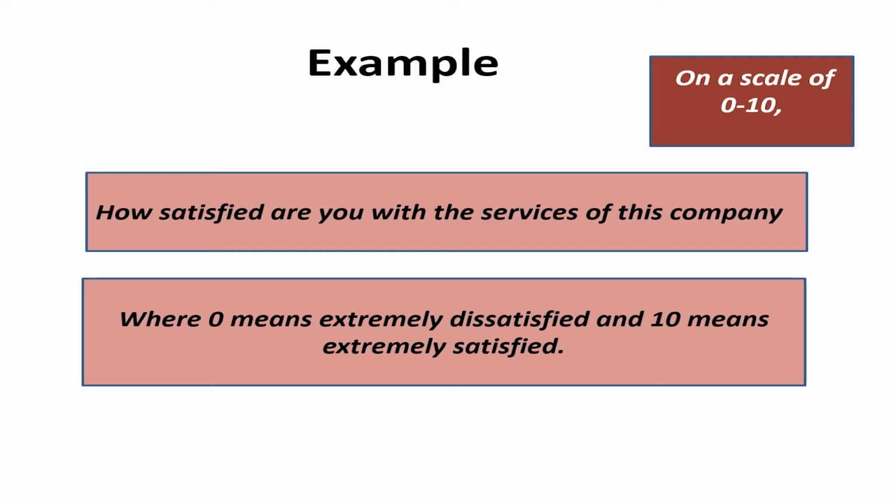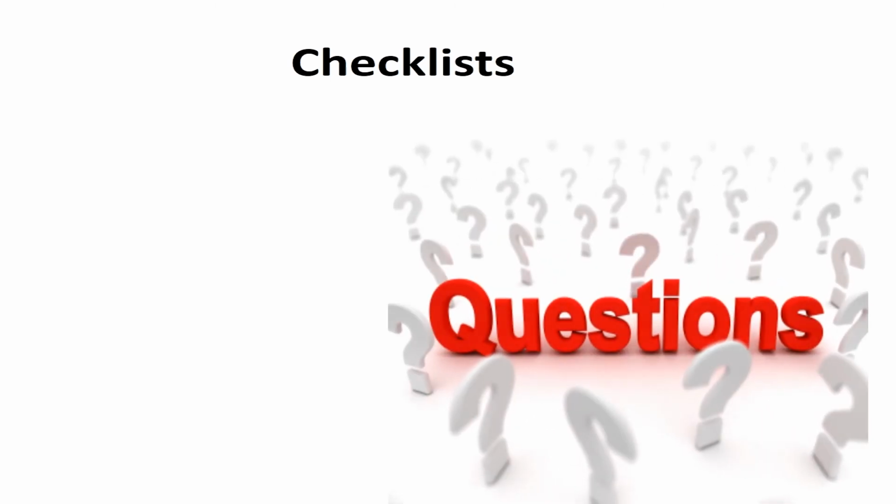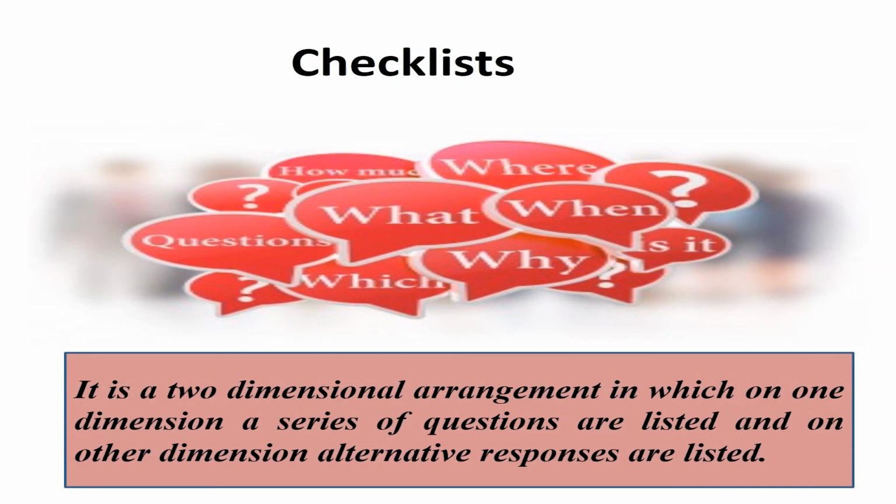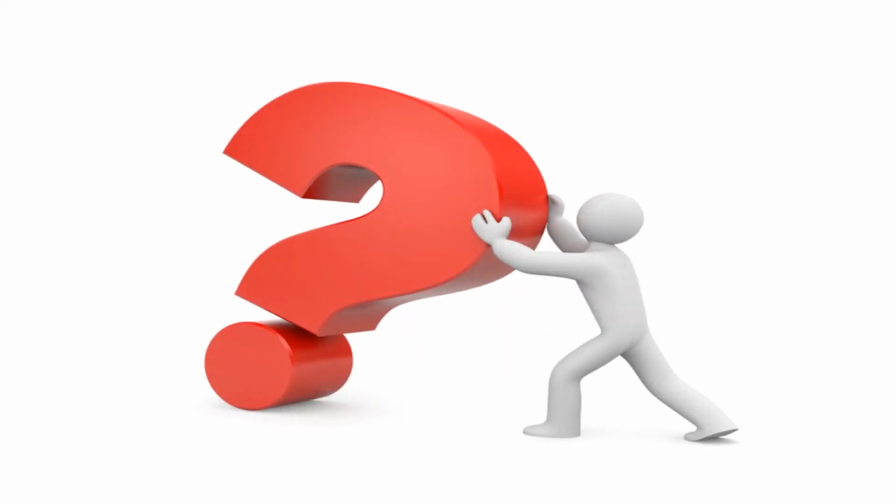The next type of questions are checklists. It includes several questions that have the same response pattern. It is a two-dimensional arrangement in which, on one dimension, a series of questions are listed, and on the other, alternative responses are listed. So, learners, these were the different types of questions.